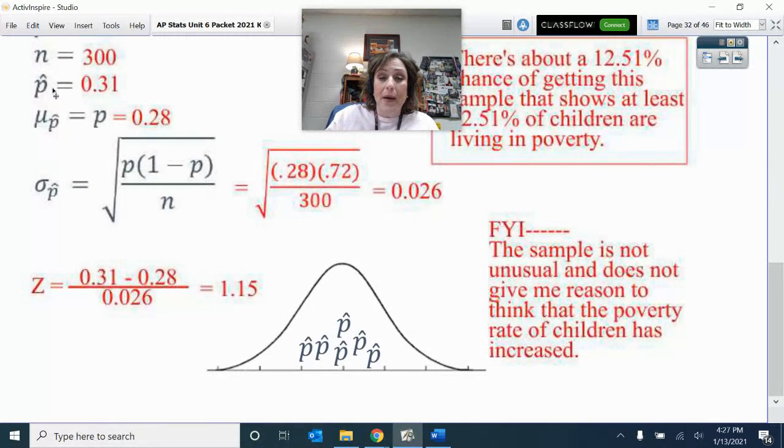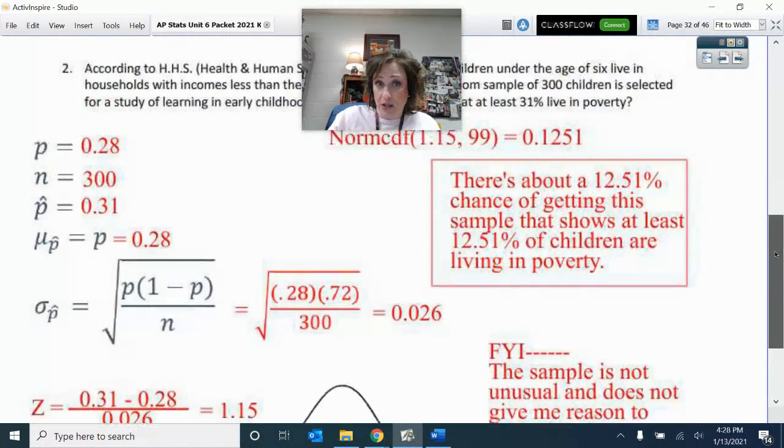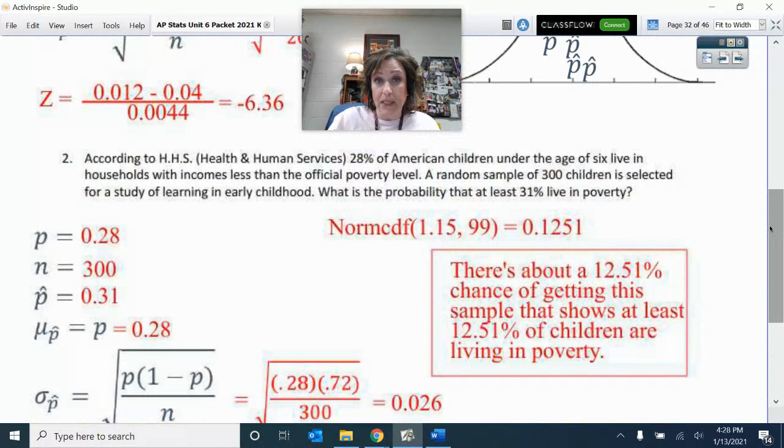Now, but I get this sample at 0.31. Well, that's just right here. That is only a little over 1 standard deviation above the mean. No biggie. So to me, that's just sampling variability. That is definitely just I happen to get that particular makeup of those 300 children. So now the question was about computed probability.